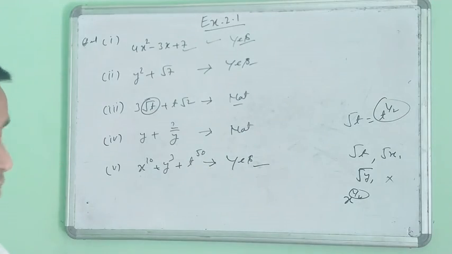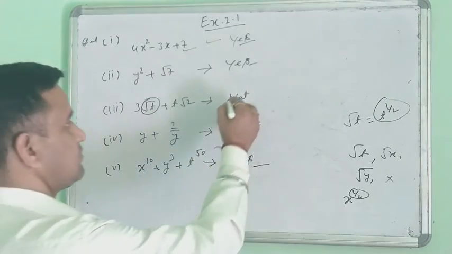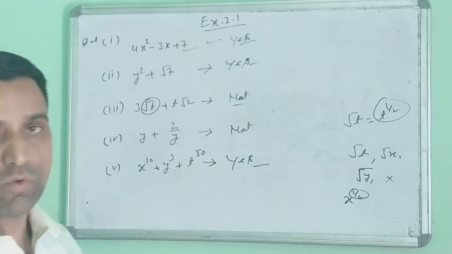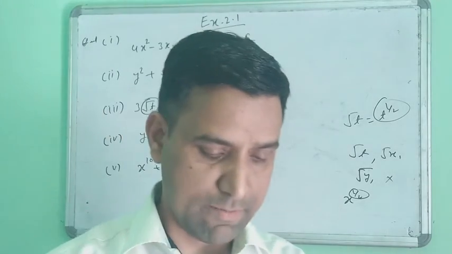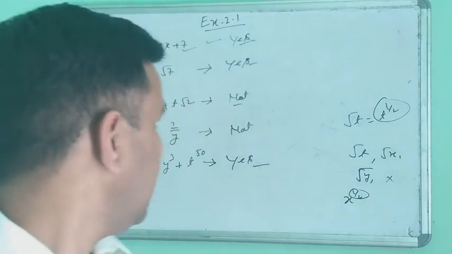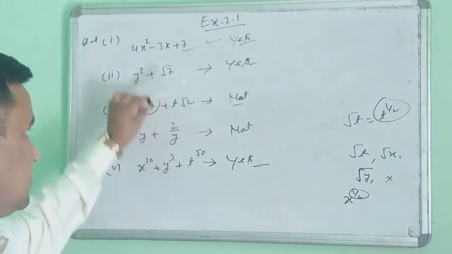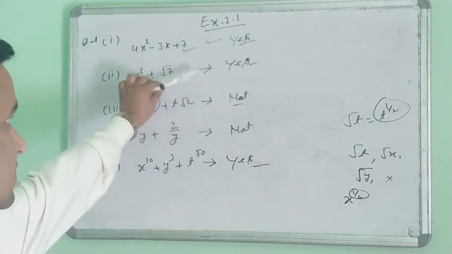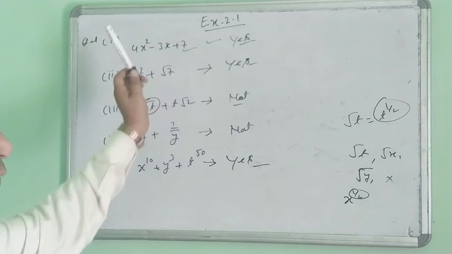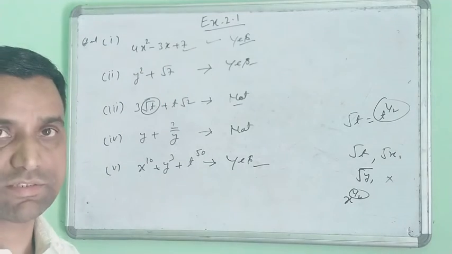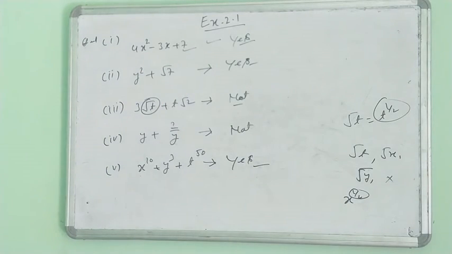So in this way you can select which expression is a polynomial and which expression is not a polynomial, according to the rules of polynomials. Then next, let's note this down, students. The next question I will solve is question number second here.